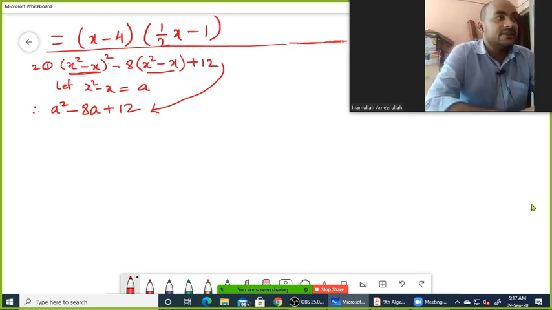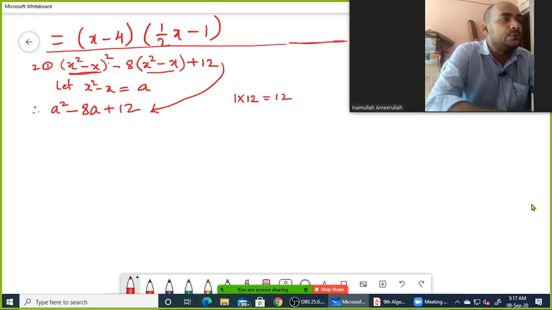So we can split this middle term to find the factors of a square minus 8a plus 12. So I'll take coefficient of first term, which is 1, and coefficient of third term, which is 12. So 1 into 12 is 12, and then we will find out two linear factors whose sum should be minus 8.